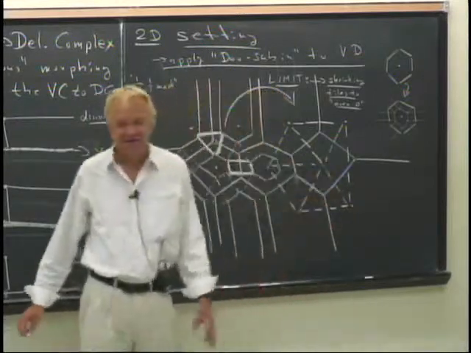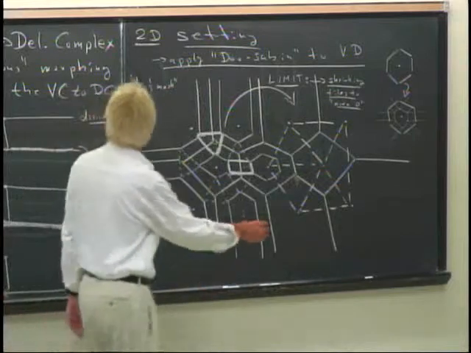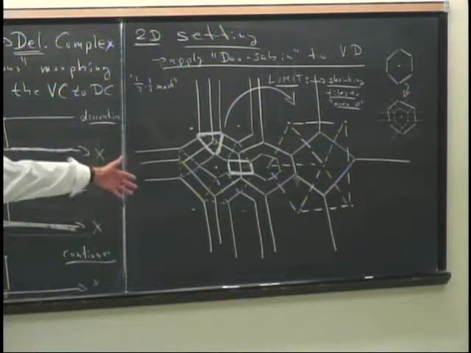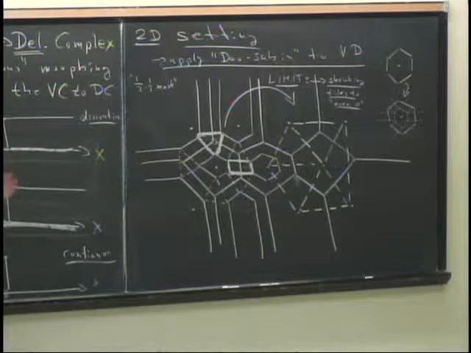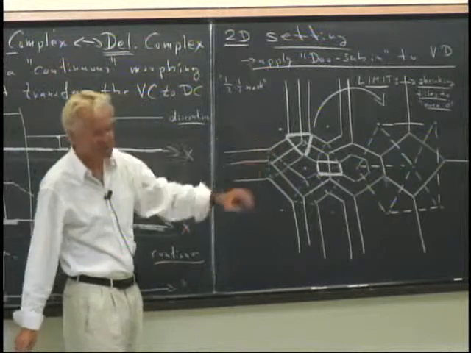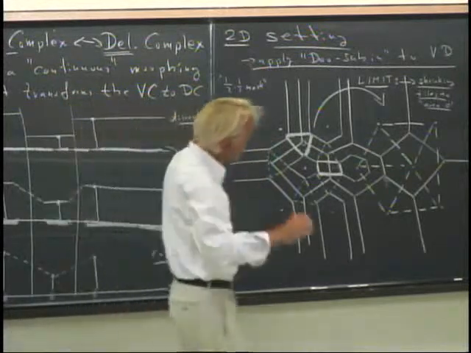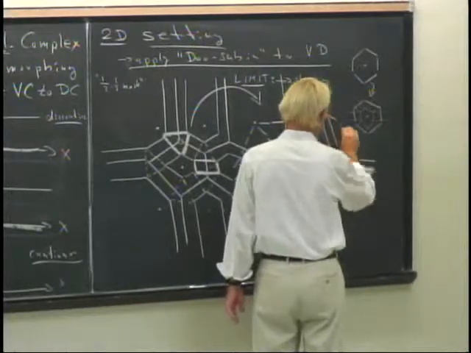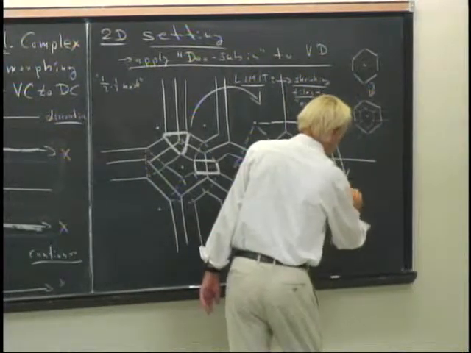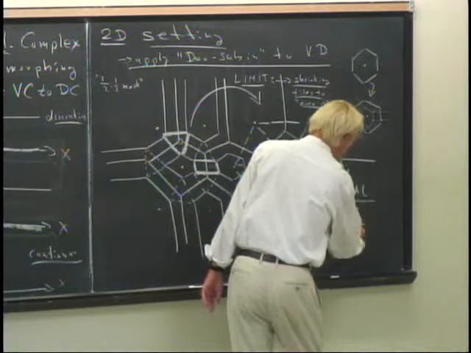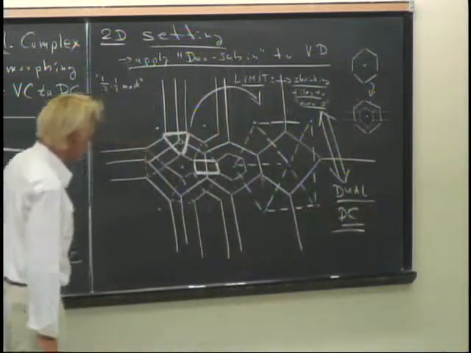What is this triangulation? It's the Delaunay. The triangulation, or the complex, in this case a triangulation, in general more than just a triangulation, is the Delaunay complex. So this will be the Delaunay complex, the dual, the DC, Delaunay complex.